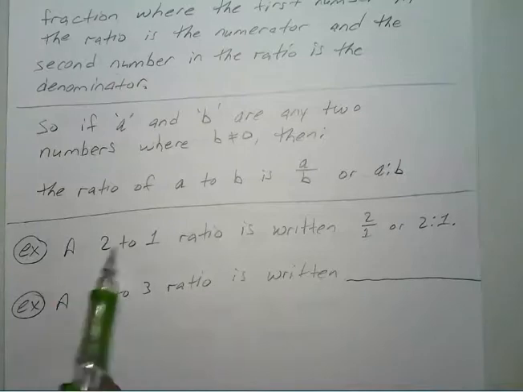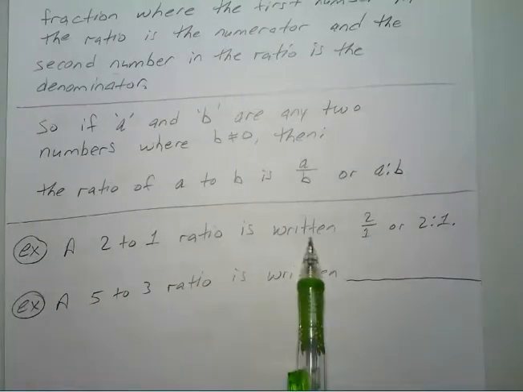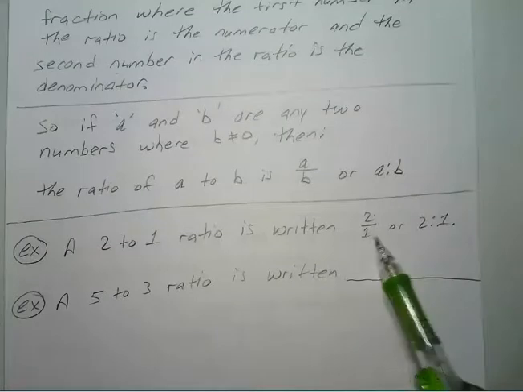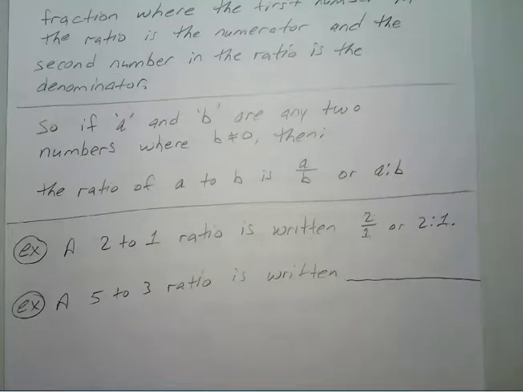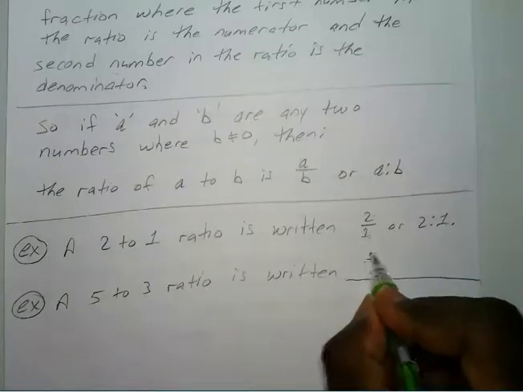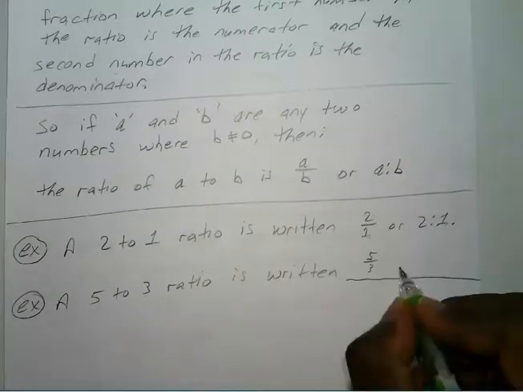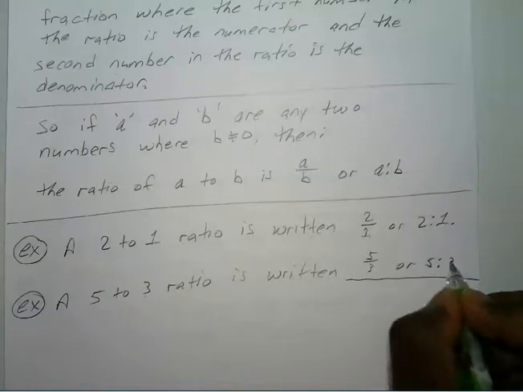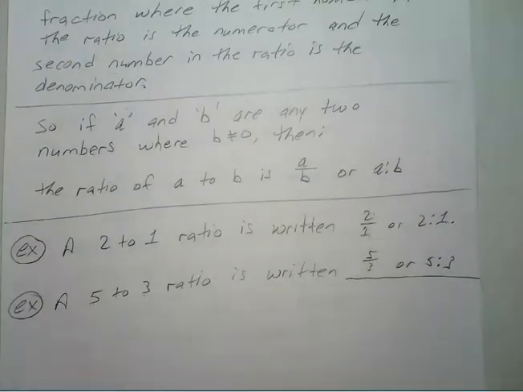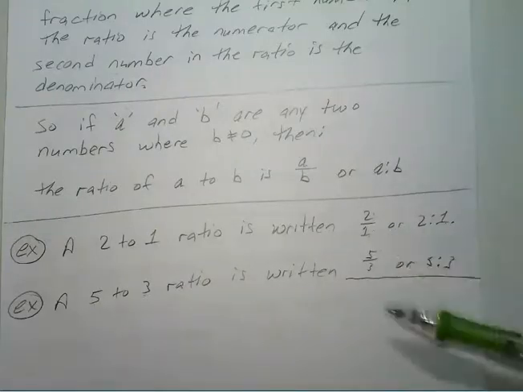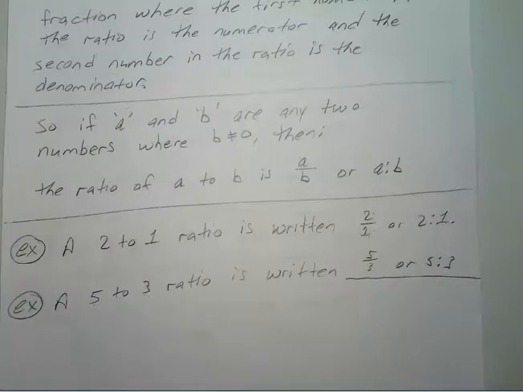If you have a 2-to-1 ratio, that will be written as 2 to 1 or 2/1. What about this one? If you have a 5-to-3 ratio, how do you think that would be written? Well, that would be written as 5 to 3 or 5/3. If they ask for it in fraction form, they'd want it with a numerator and denominator. Otherwise, both of them would be correct.